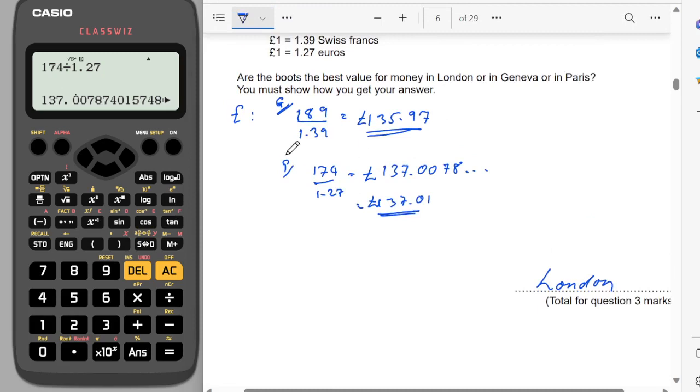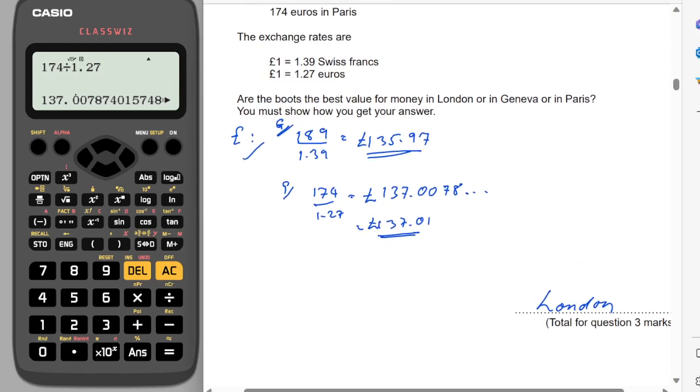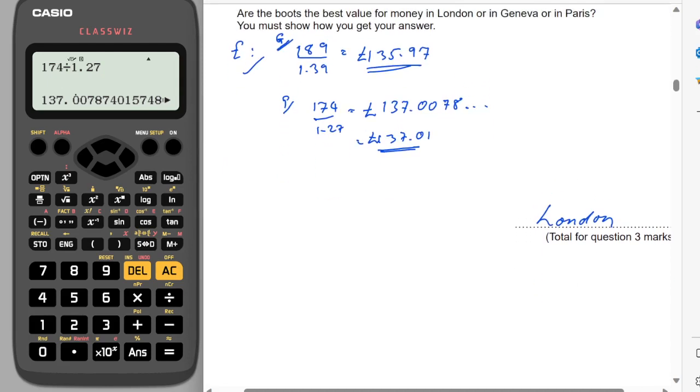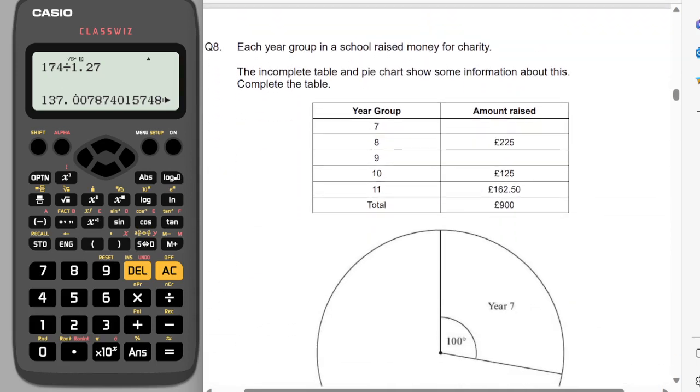And of course, for that one, you could have gone for any unit. So I went for pounds, but you could have converted them all into Swiss francs or into euros. You'd get different figures, but you would still have the same conclusion. Okay, question 8.